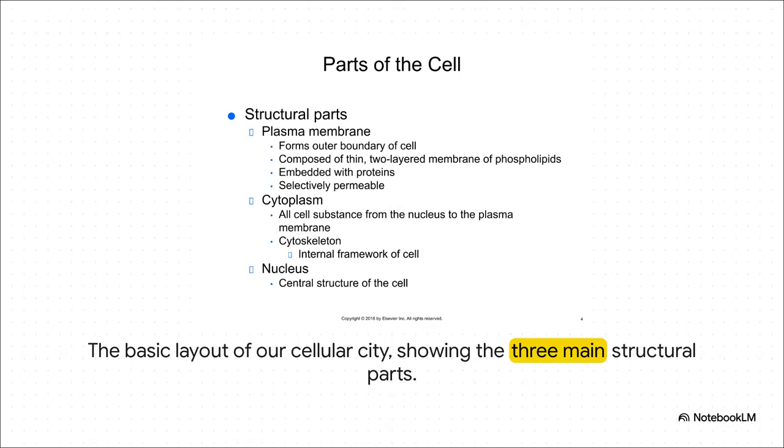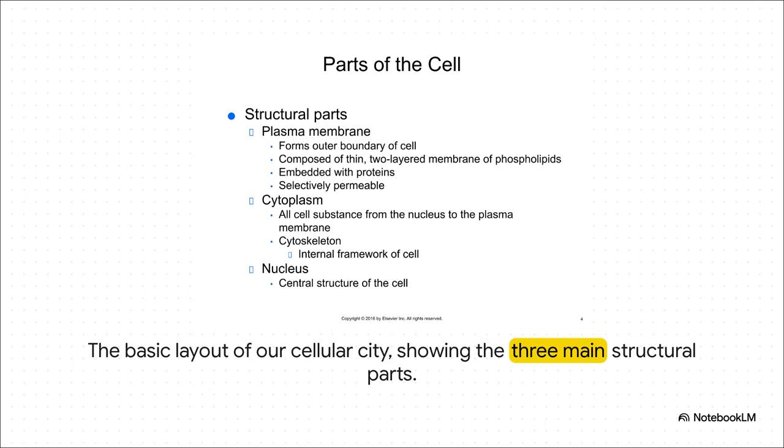Okay, so here's our city map, and you can see those 3 main parts pretty clearly. See that outer boundary? That's the plasma membrane. Think of it like the city walls, this flexible double layer that keeps everything in. Then you've got the cytoplasm. That's basically everything inside those walls. It's the environment, the scaffolding, the whole city landscape. And right there in the middle, you can't miss it, is the nucleus. That's our city hall, the command center.